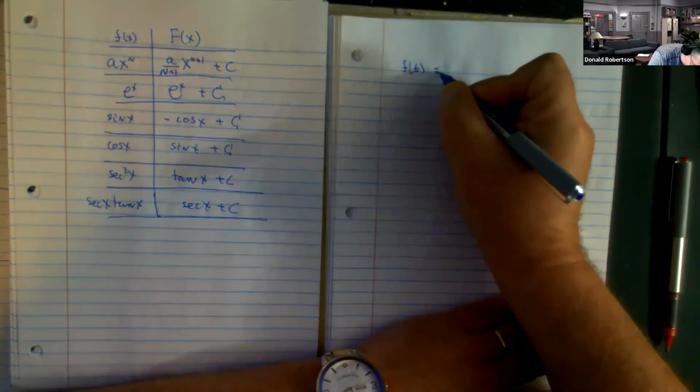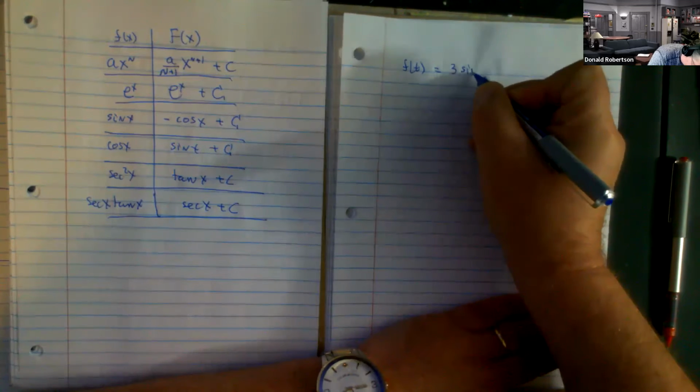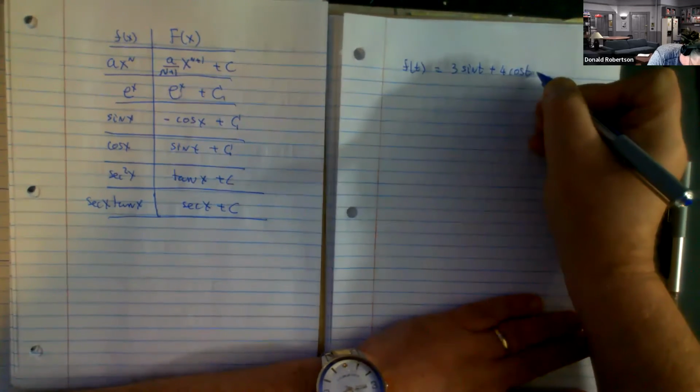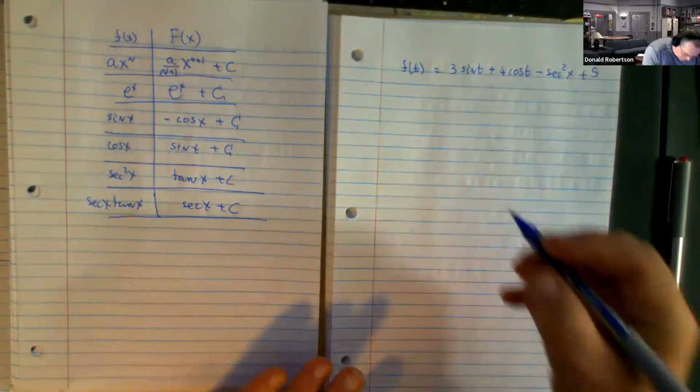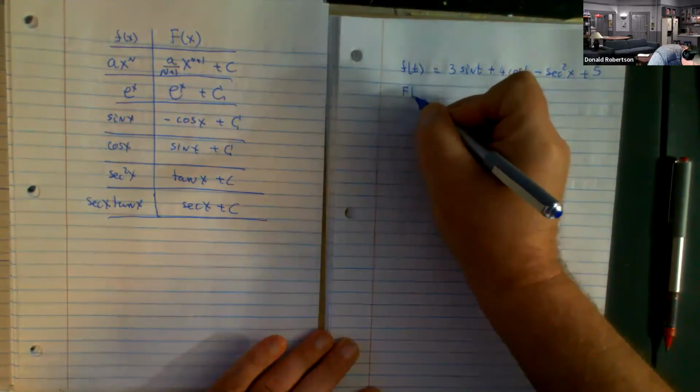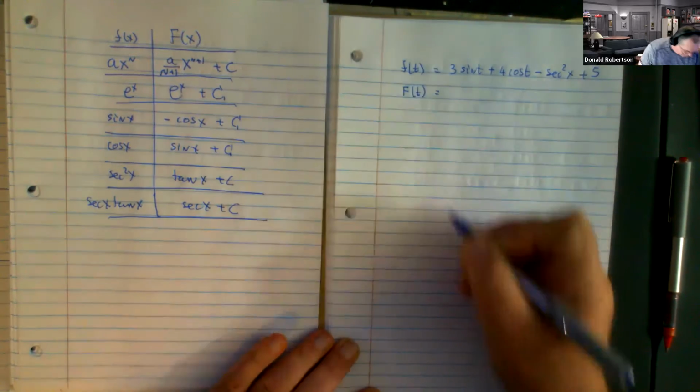So let's put that together. Suppose I have a function f of t, and it's 3 sine t plus 4 cosine t, take away secant squared t plus 5. That's just a random combination. And you're being asked to find its antiderivative, F of t.